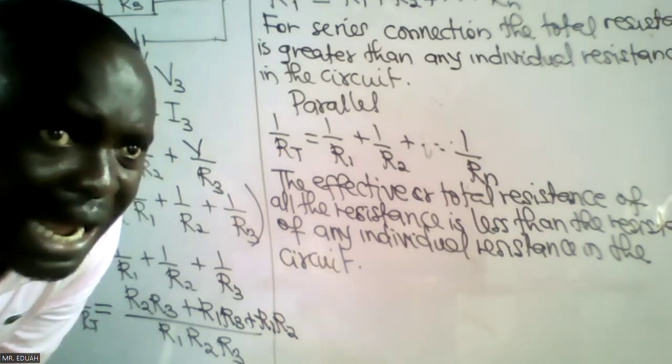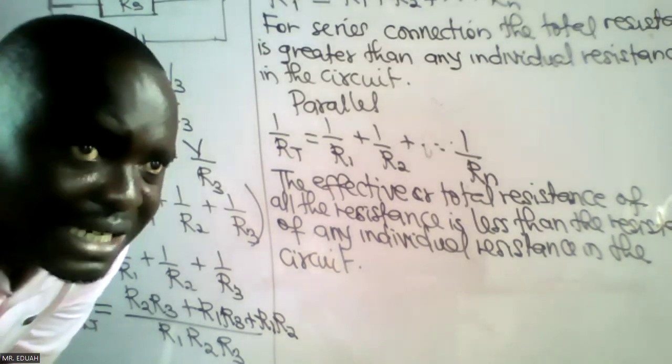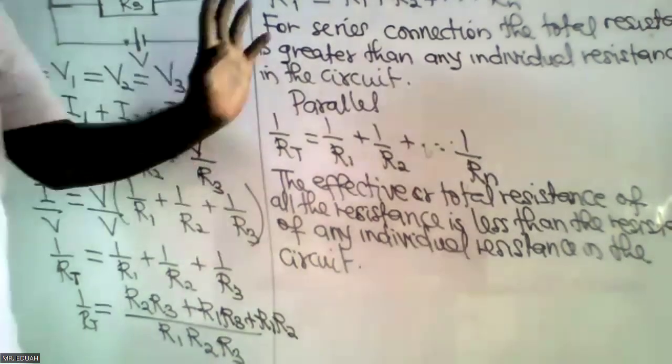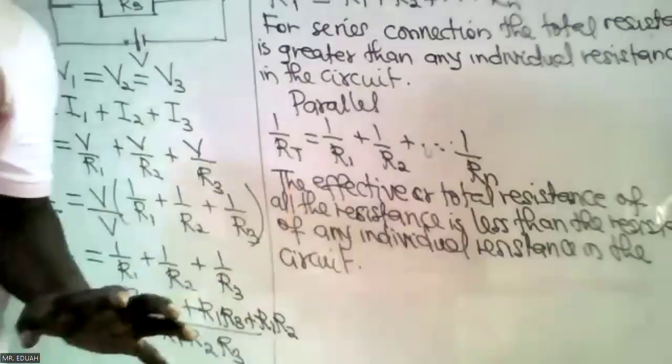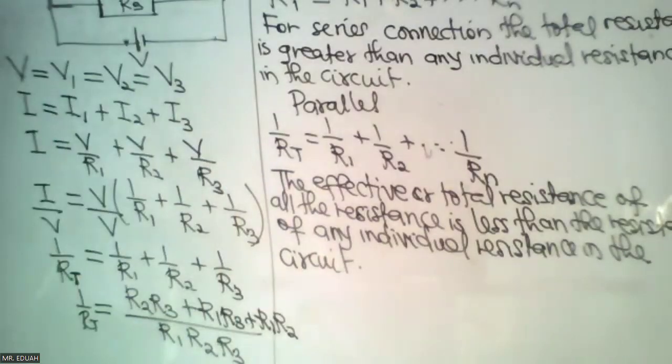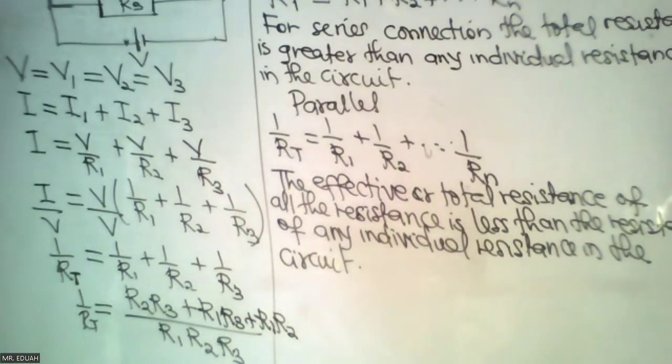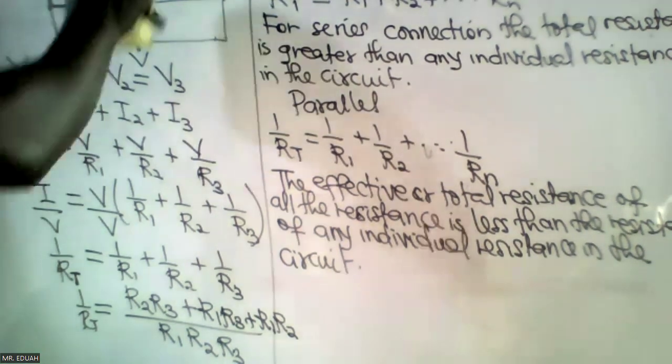Okay, there are advantages, there are disadvantages. So I think we've done 345. Let's quickly discuss the advantages and then the disadvantages of the series and then parallel connection. And then I think we call it a day. Before then, if you have any question, ask.